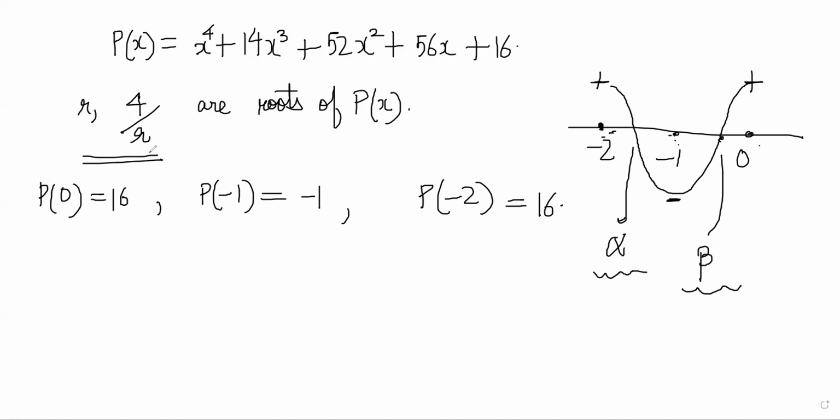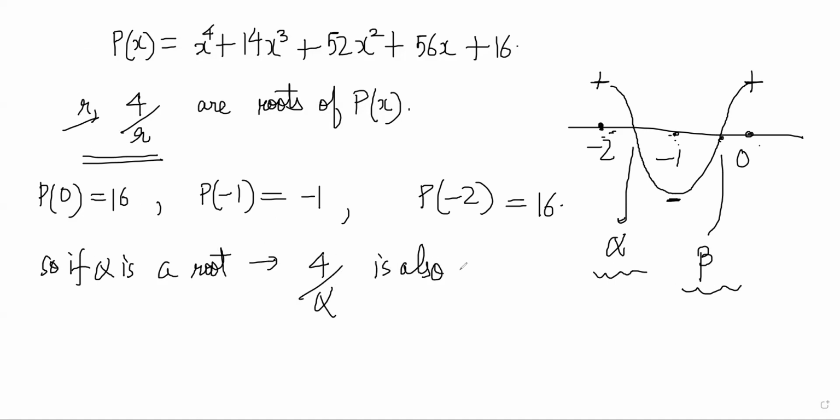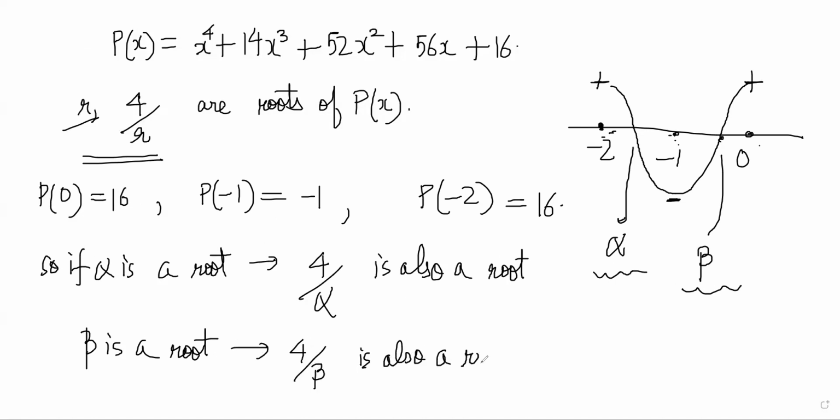Now think about it. We already know that if r is a root, then 4 by r is a root. So if alpha is a root, then 4 by alpha is also a root. And similarly, if beta is a root, then 4 by beta is also a root, right? Since we have two roots of the polynomial between minus 2 and minus 1, and between minus 1 and 0, there are two other roots also, 4 by alpha and 4 by beta, because of the result that we have figured out.